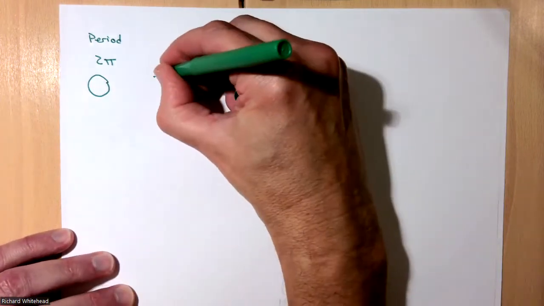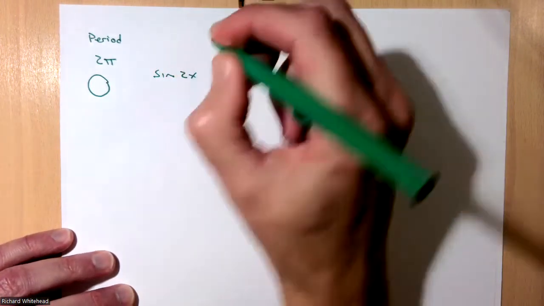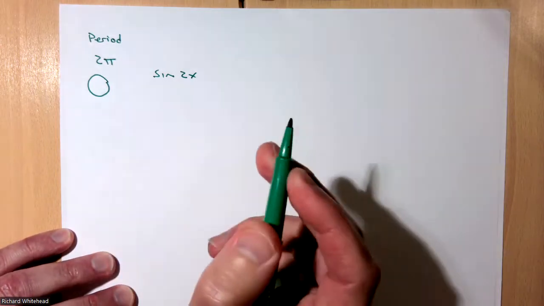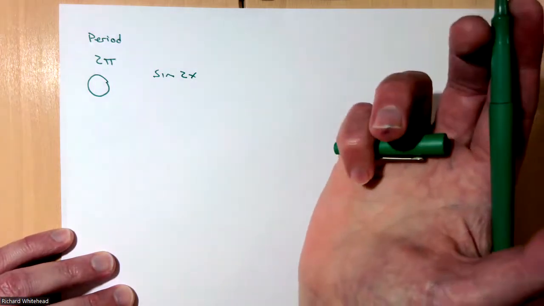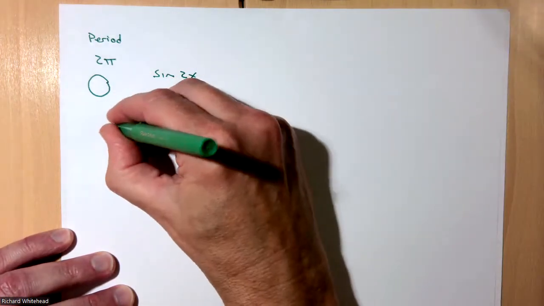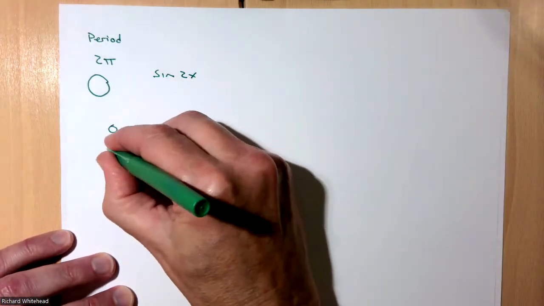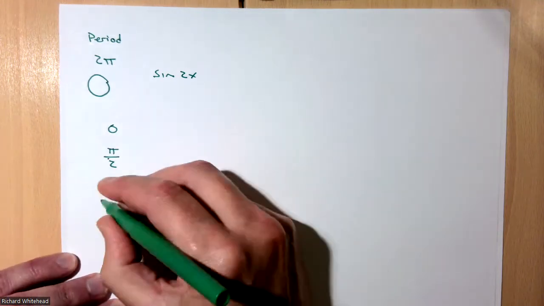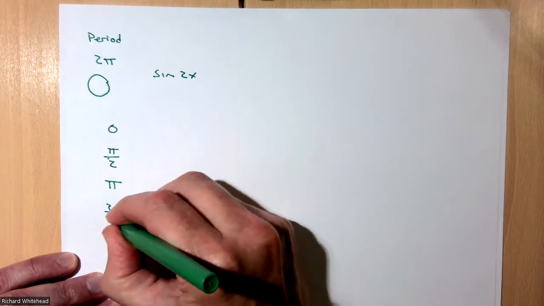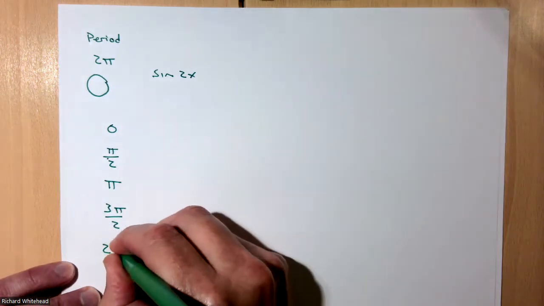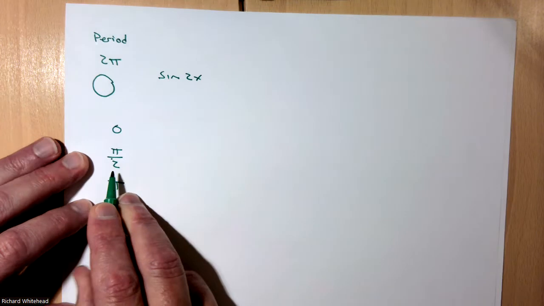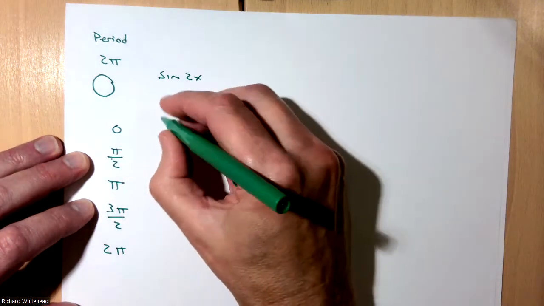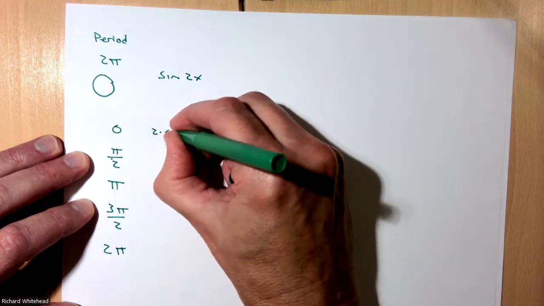So if we have something like sine of 2x, if I put a number in front of the x, that changes the length of the period. And here's basically how that goes. If you've got 0, pi over 2, pi, because these are the numbers we've been using since we started this. Up until our phase shift, these have been our numbers.